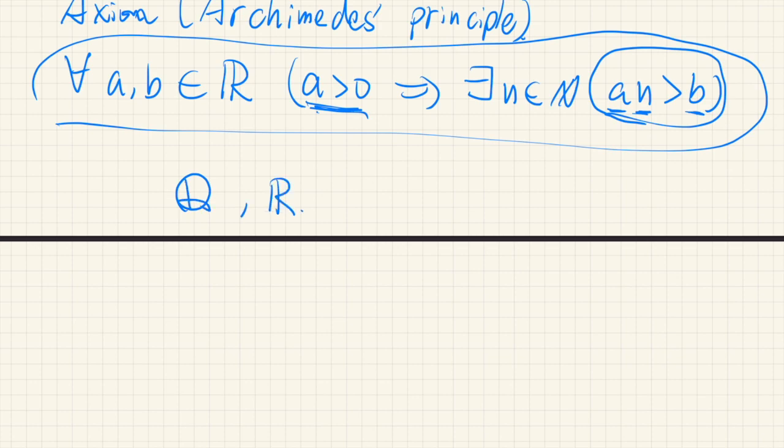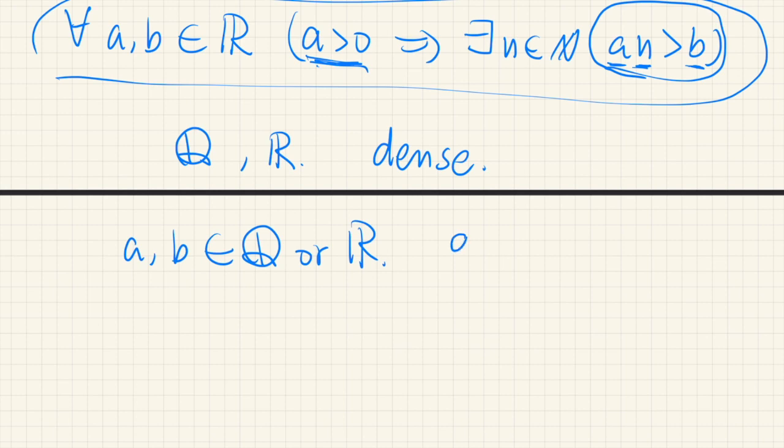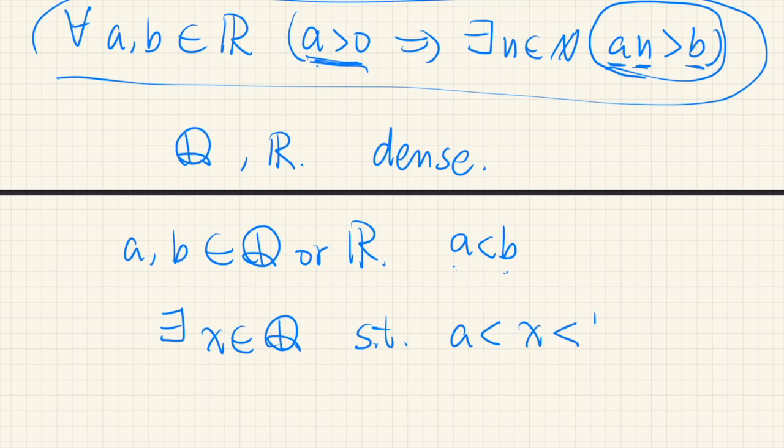real numbers. Okay, denseness. So these sets are dense in the sense that if there are two numbers, let's say whether it's rational or real, it doesn't matter. So if a is less than b, then we can always have some number between a and b. Okay. So there exists some rational number x such that a is less than x, which is less than b.